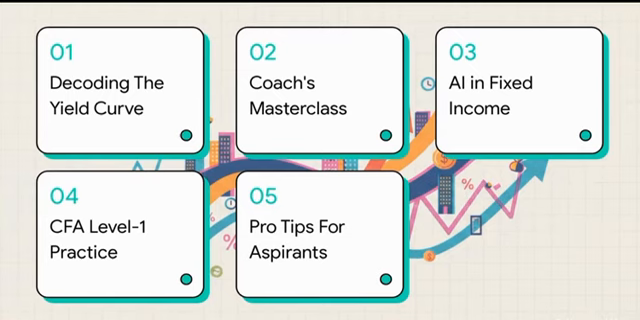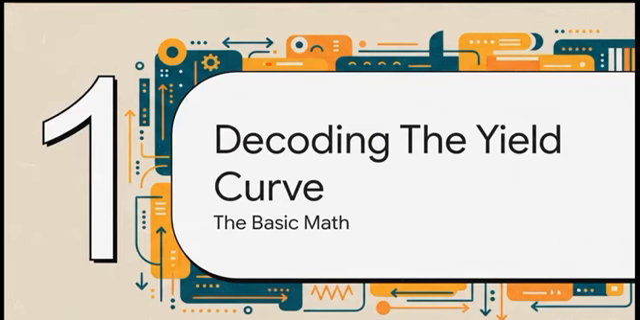Okay, let's take a quick look at our roadmap. We'll start by decoding the yield curve, then sit in on a coach's masterclass, explore AI and fixed income, run through some CFA Level 1 practice questions, and wrap up with pro tips for aspirants. All right, let's jump right into Part 1, decoding the yield curve and its basic math.